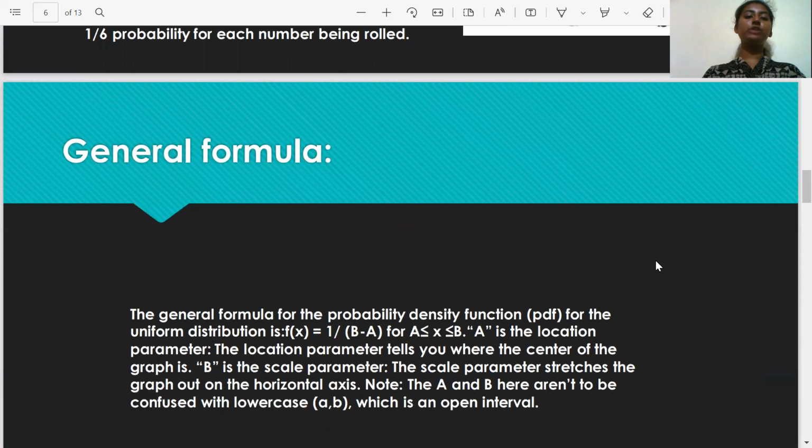General formula. The general formula for the probability density function for the uniform distribution. A is the location parameter. The location parameter tells us where the center of the graph is. B is the scale parameter. The scale parameter stretches the graph out on the horizontal axis. Note that A and B should not be confused with lower case a and b, which denote an open interval.